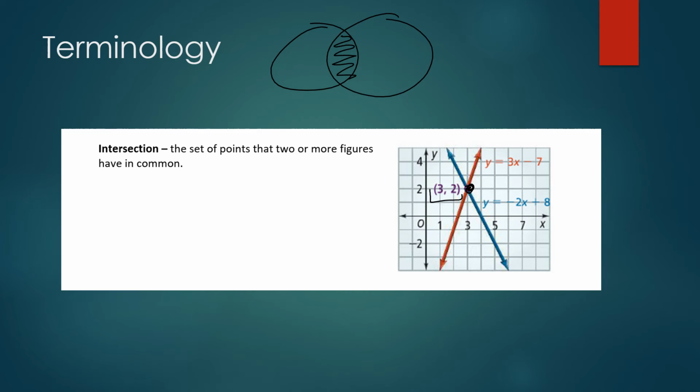If you're driving, roads intersect all the time. So if this is a road right here in the middle, this is my intersection. It belongs to both roads. That's why we have to use a stop sign or a traffic light to take turns. So the intersection is just where two or more figures meet and the points that they have in common.